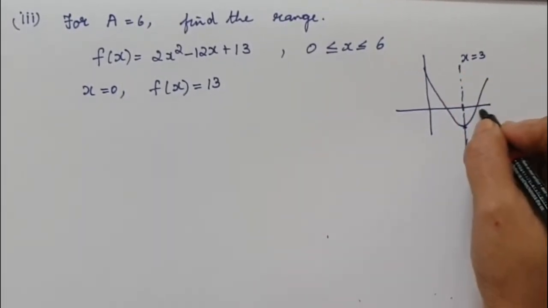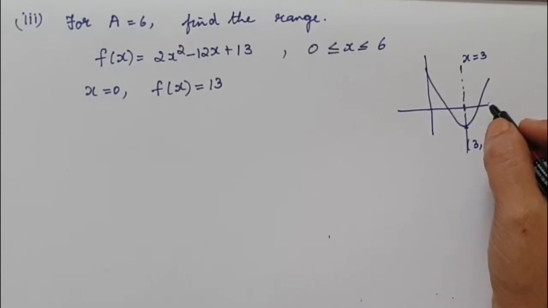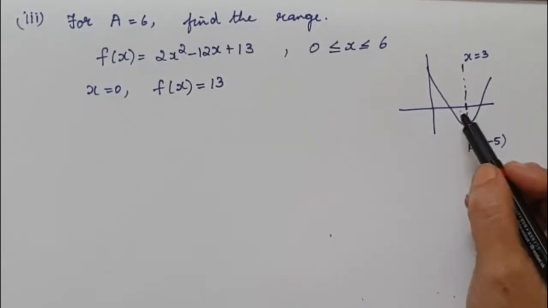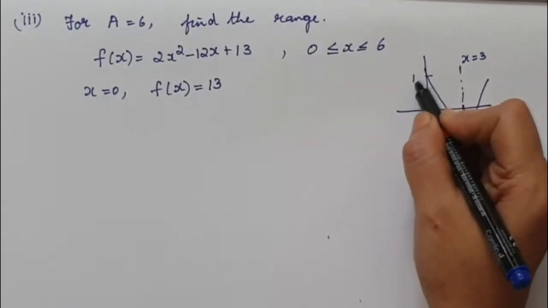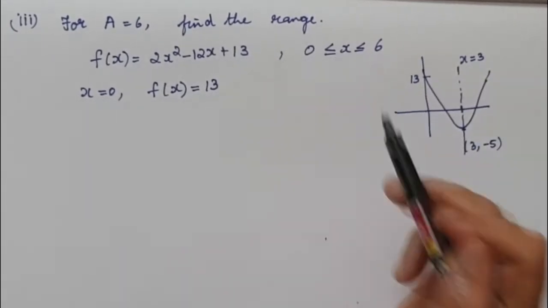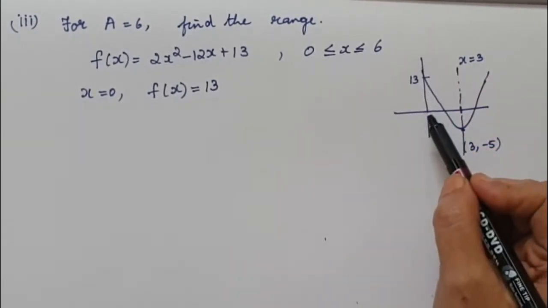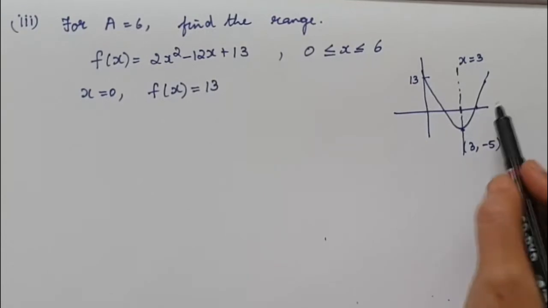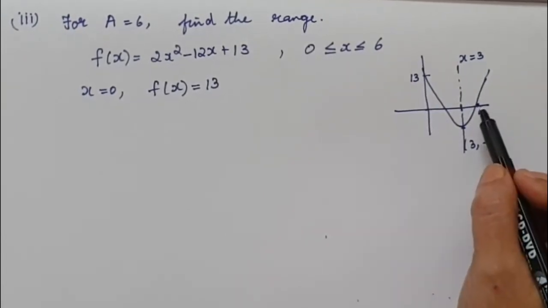So our domain we took till this side is 3, this side is also 3, so we took our domain as 6. Now when x is 0, we get a value, that is the value where it intersects. This will be equal to 13. So now our domain is from 0 to 6. That is, x will take values from 0 to 6. Till here only we are going to consider. This is our point 6.